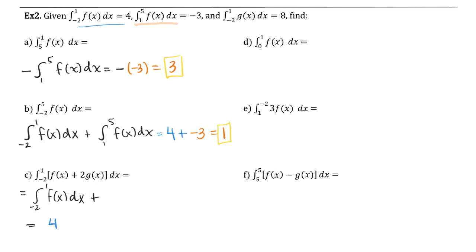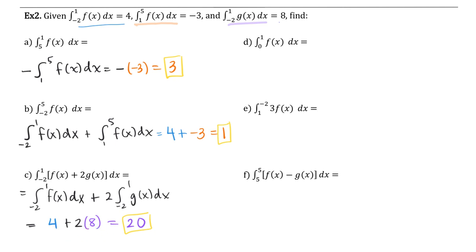Okay, now for 2 times g of x from negative 2 to 1, do I know that? Well, I know negative 2 to 1 of g of x. I don't know the 2. So I'm going to put the 2 on the outside. So I'm going to do plus 2 times the integral from negative 2 to 1 of g of x dx, which is 8. So this is 2 times 8. So this is 4 plus 16, which is 20. And again, I would not show the algebraic step at first, but do show this step so I can see where the values are coming from.